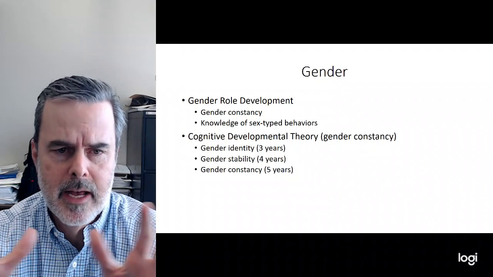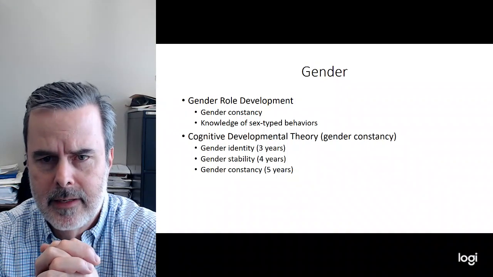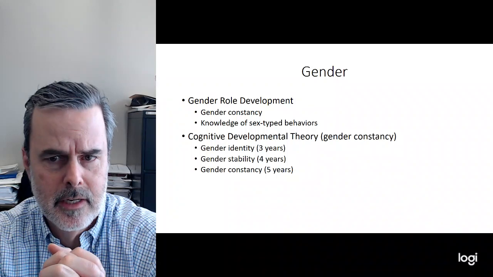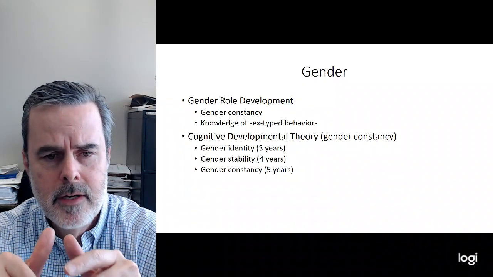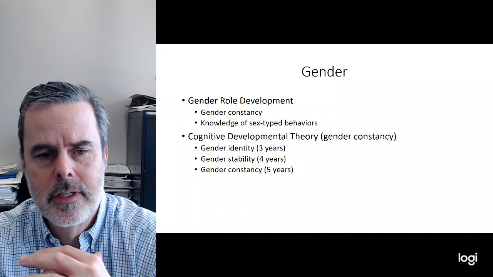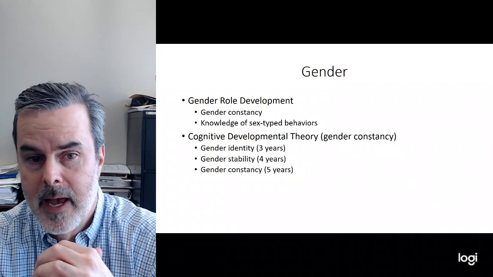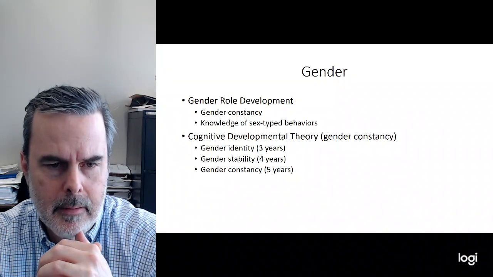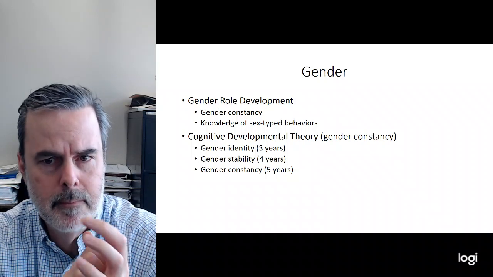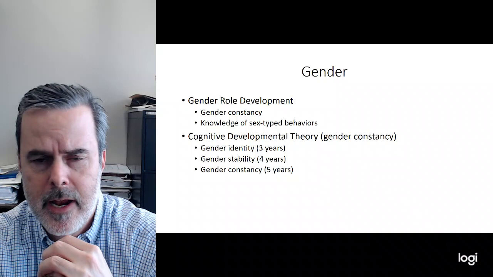So that's some background about gender role development and the two primary constructs that research on gender role development focuses on, again, gender constancy and knowledge of sex type behaviors. What I want to do now is turn to the theories of gender role development that attempt to explain certain aspects of gender role development, beginning with a discussion of cognitive developmental theory, the one you can see on the overhead, which focuses on gender constancy.